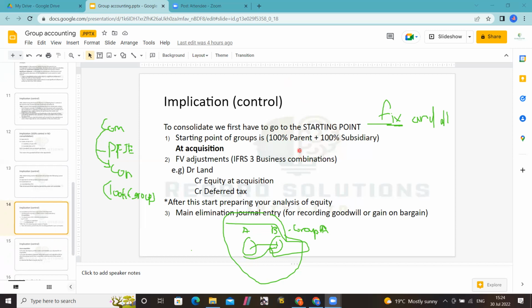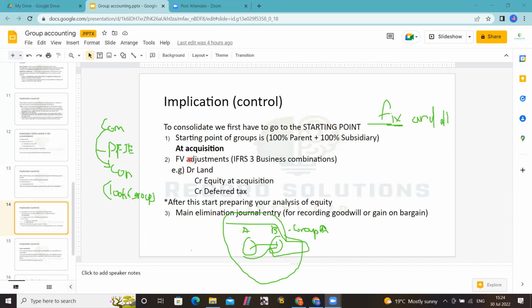Things like contingent liability. For instance, in the subsidiary's records, that contingent liability is disclosed. However, the business combination standard says as long as you have a reliable estimate for that contingent liability, then you can recognize it. So you're going to credit contingent liability, and then what are you going to debit? You're going to debit equity at acquisition and deferred tax. Do not forget deferred tax.